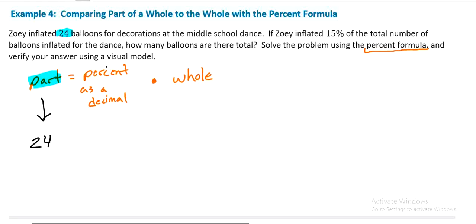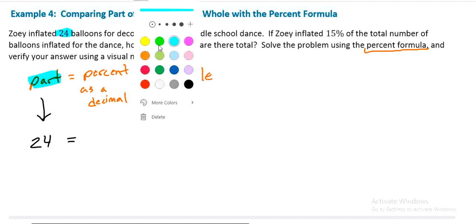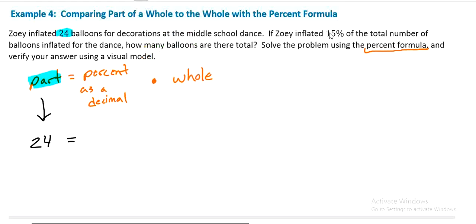Drop down our equal sign. Now, percent as a decimal, they do give us a percent. They give us 15%, but remember that's in percent form because it has the percent symbol behind it. So we got to do a little sidebar here. 15%. We need to turn that into a fraction first and then into a decimal from there.